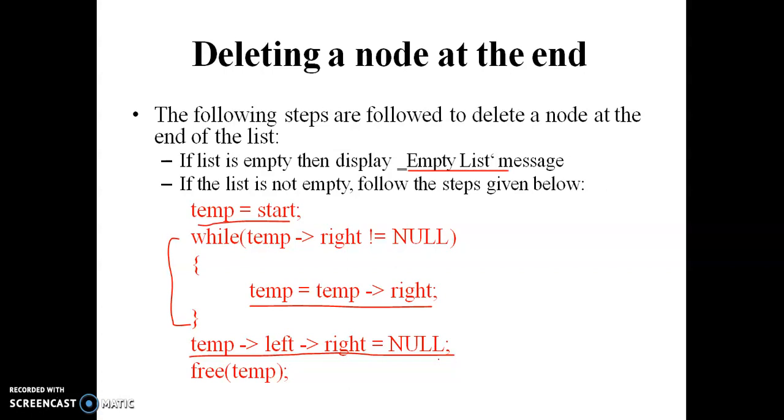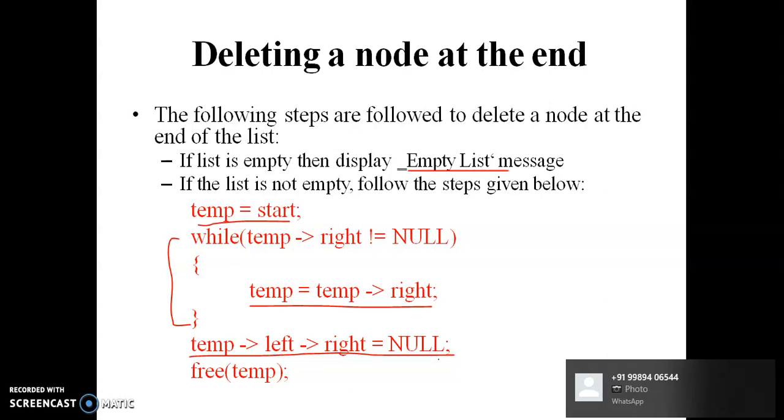Previous node right points to the temp node, and that address is assigned as null. So temp of left is the previous node of the temp node, and its right, that is the previous node's right, is the current node. So that is assigned with null, and free the temp space.